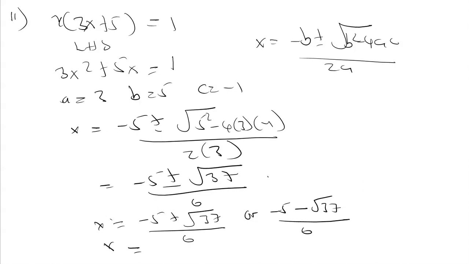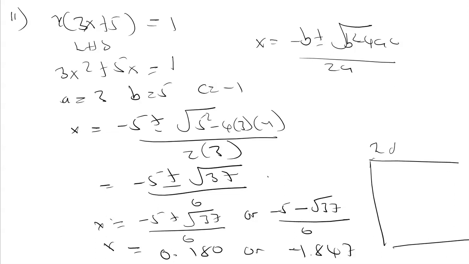If we put this in our calculators, this is 0.180 or -1.847. But remember, we need to give our answer to 2 decimal places. Therefore, x equals 0.18 or x equals -1.85. Okay, so that's our solution there.